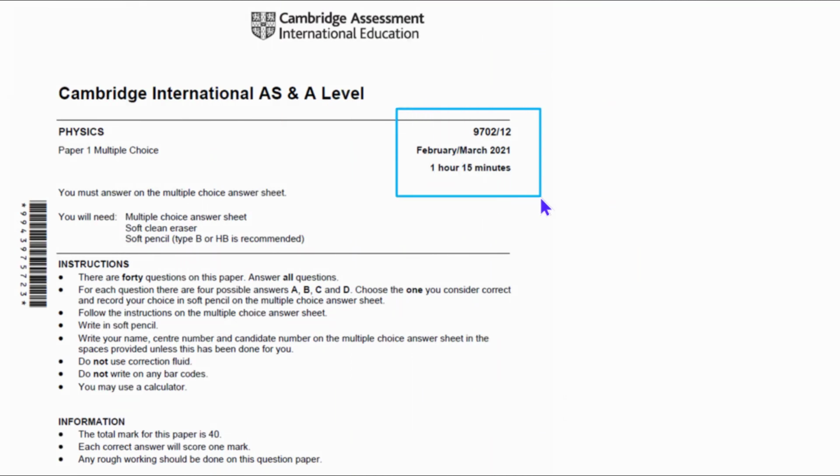Welcome to A-Level and AP Physics. In today's class, we will discuss March 2021 paper 1-2. There are 40 questions in this paper and the total time for this paper is 1 hour and 15 minutes.